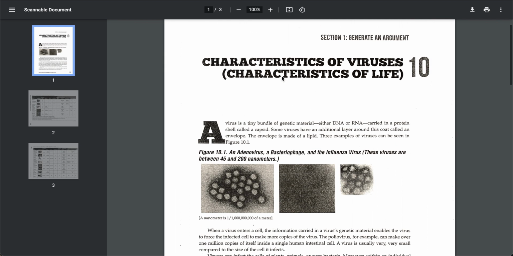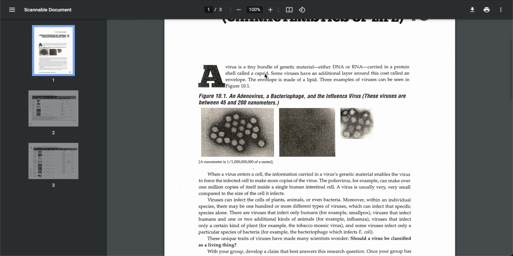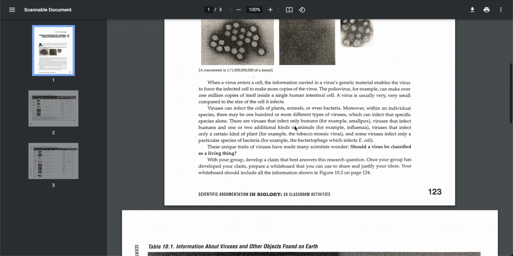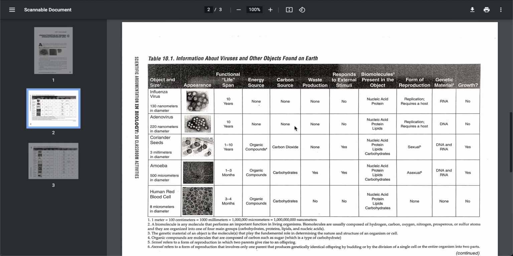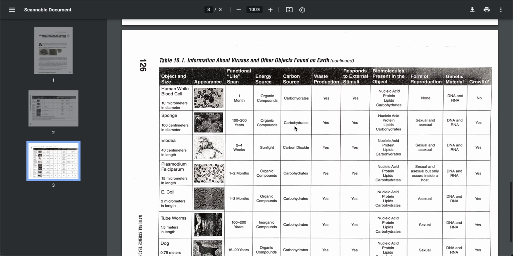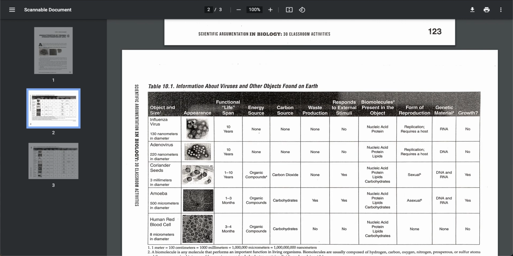So first thing I want you to do is read through this article. It's going to give you some basic background information on viruses, and then down at the bottom it's going to give you a table, okay? And what this table is showing you is organisms or objects that are found on Earth. Here's the name of them, here's a picture of them, and then it gives you all this information.